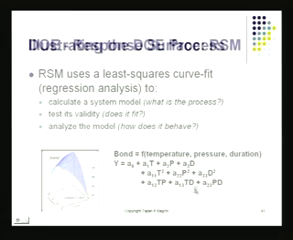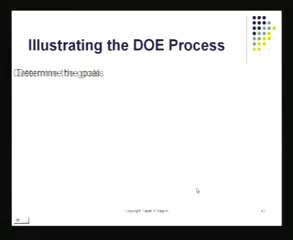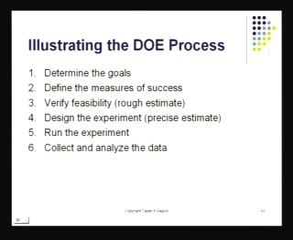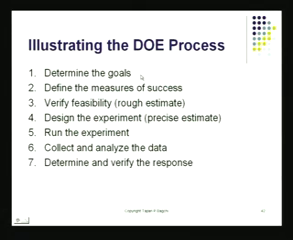So what are those three designs so far? I have full factorial design, I have a fractional factorial design, and I've got a response surface design. These are three different approaches to design my experiments. How do I go about illustrating the design of experiments process? The first thing I should do is determine the goals, like I said before. Define the measures of success. When am I going to say that I've succeeded in conducting the experiments? How am I going to check the feasibility of this?